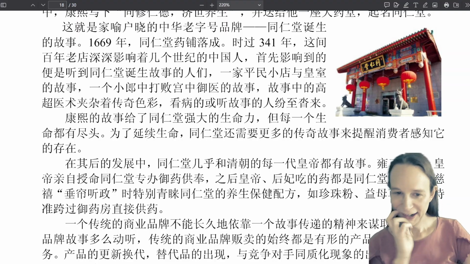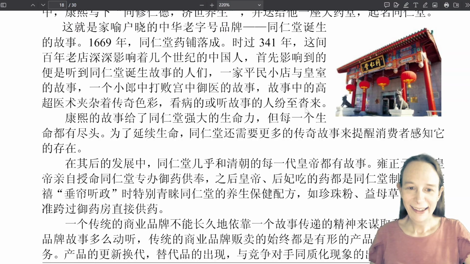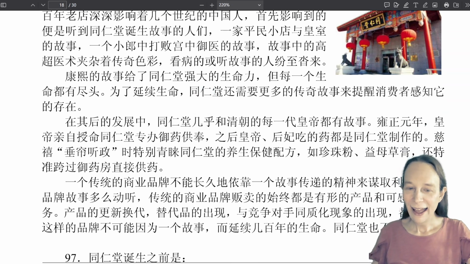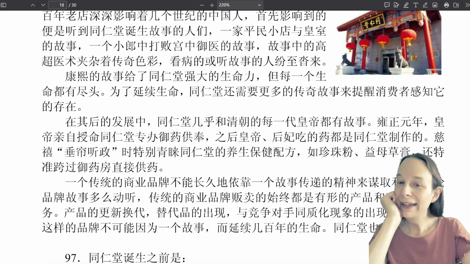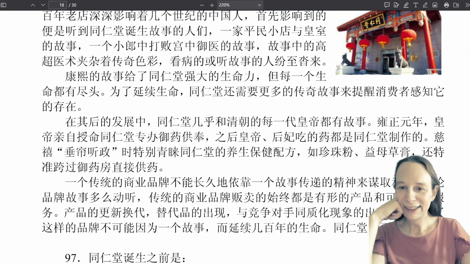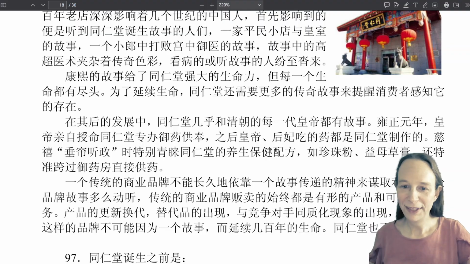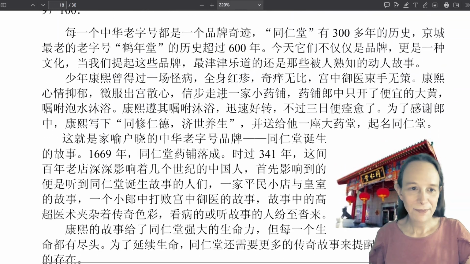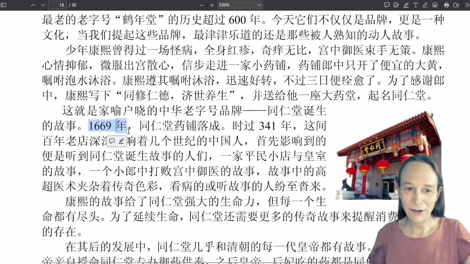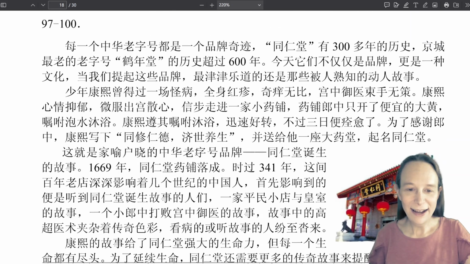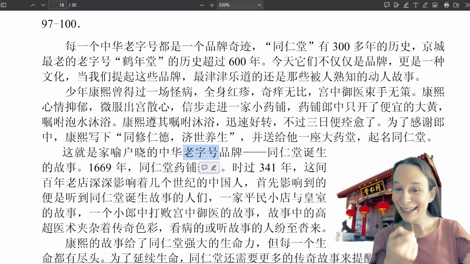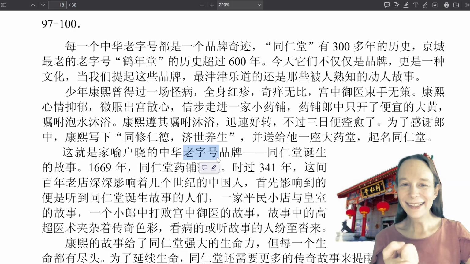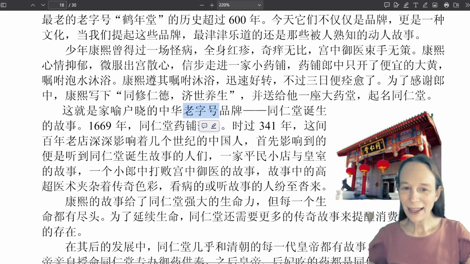Yeah, 同仁堂. It's a 中药 pharmacy, right? They sell Chinese medicinal herbs and things like this. But there's quite a story. It goes back a long time. So this is 老字号. Oh wow, there's 老字号 on the exam. This is the HSK 6 exam.